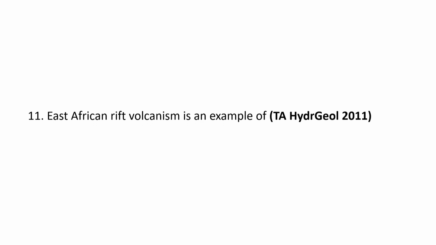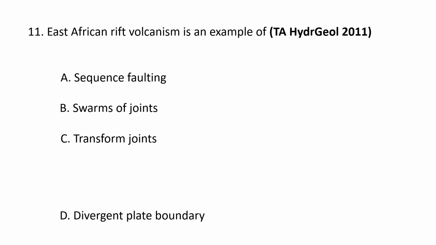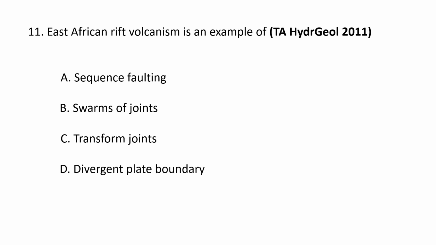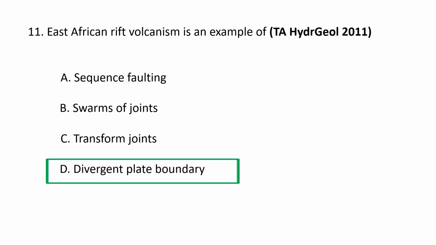Next question. East African rift volcanism is an example of A. Sequence faulting, B. Swarm of joints, C. Transform joints, and D. Divergent plate boundary. So East African rift volcanism is an example of divergent plate boundary. The East African Rift Valley is a developing divergent plate boundary where the African tectonic plate is splitting into two smaller plates, and this process causes volcanic activity which further creates mountains and lakes. D is the correct option.